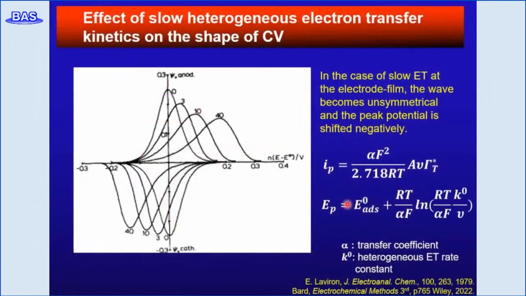When the electron transfer rate between the adsorbed chemical species and the electrode is slow, the symmetric adsorption waves are deformed asymmetrically, and the peak potential shifts towards the anodic or cathodic potential directions. This potential difference can be used to determine the electron transfer rate between the electrode and the chemical species, known as the Laviron method.